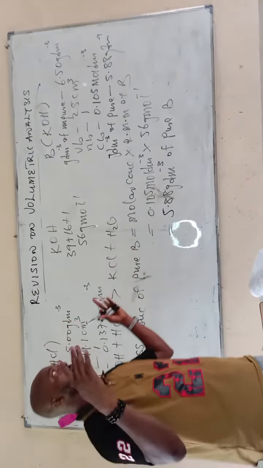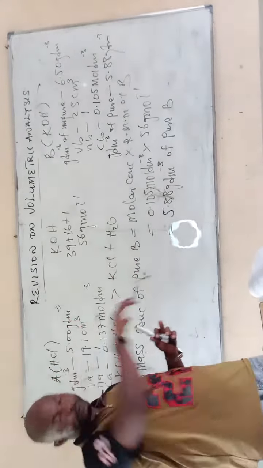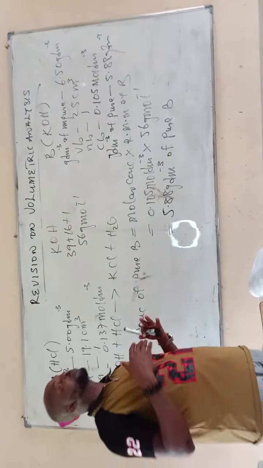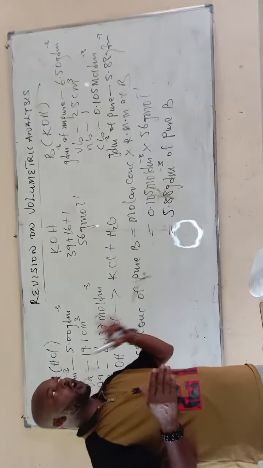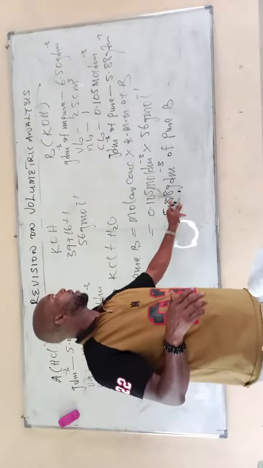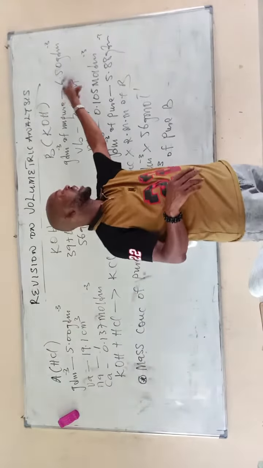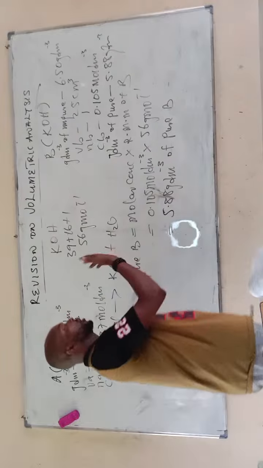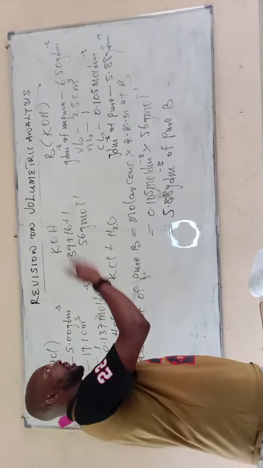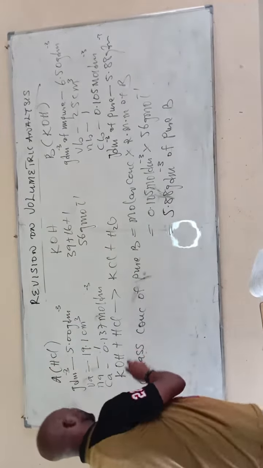The last thing, we can solve the percentage purity. Percentage purity says that mass count of pure over mass count of impure times 100. So now I've gotten the required variables. If I apply that, I get what I want. So let's see.